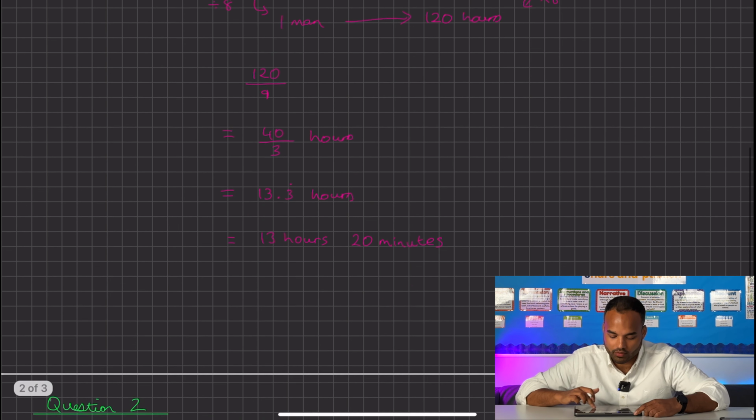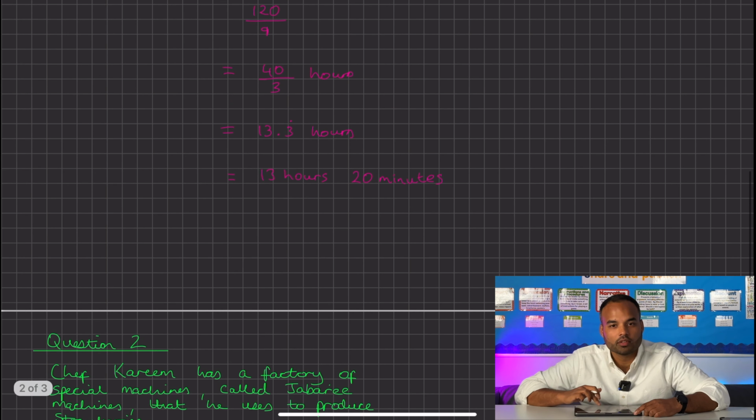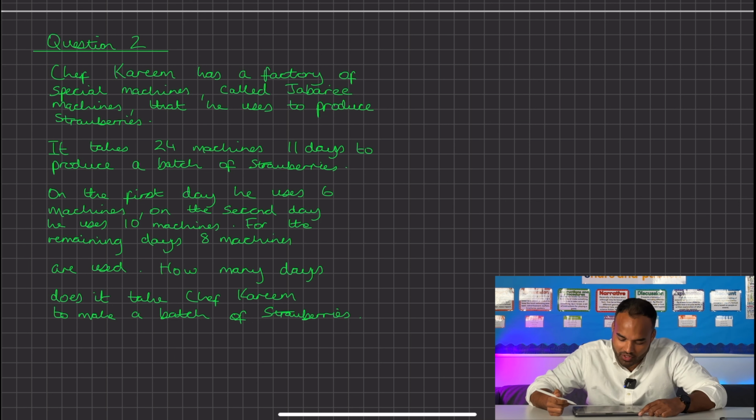Okay, moving on. Question 2. I'm hoping you guys can read this question. First of all, my handwriting's a little bit dodgy here. So we have this strange character, Chef Kareem. He has a factory of special machines called Jabari machines that he uses to produce strawberries.